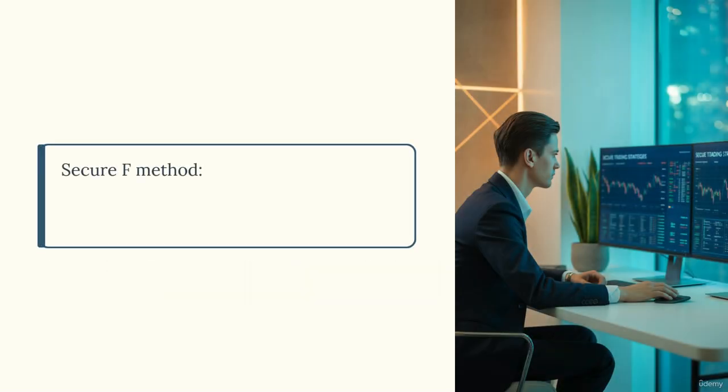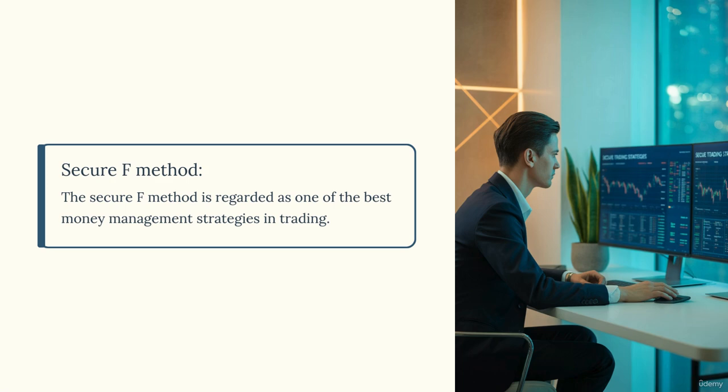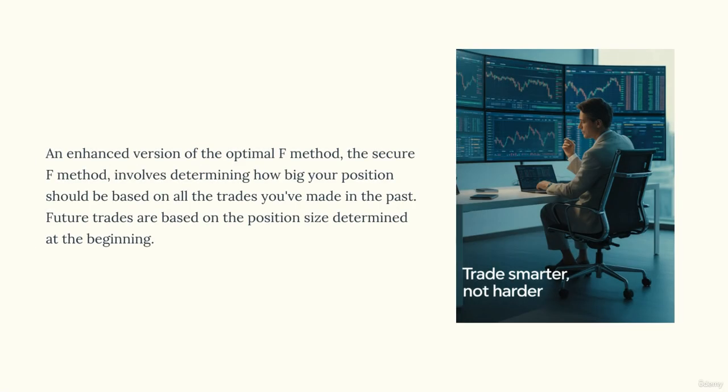Secure F method. The Secure F method is regarded as one of the best money management strategies in trading. An enhanced version of the optimal F method, the Secure F method, involves determining how big your position should be based on all the trades you've made in the past. Future trades are based on the position size determined at the beginning.